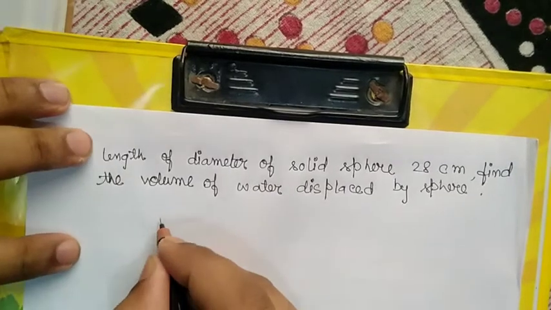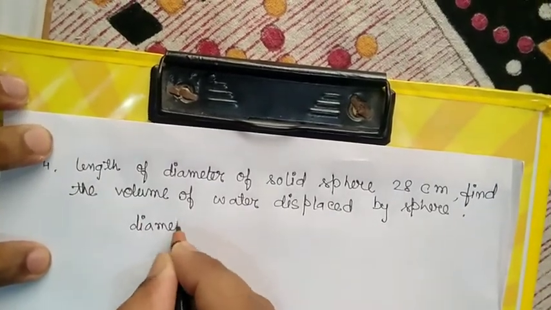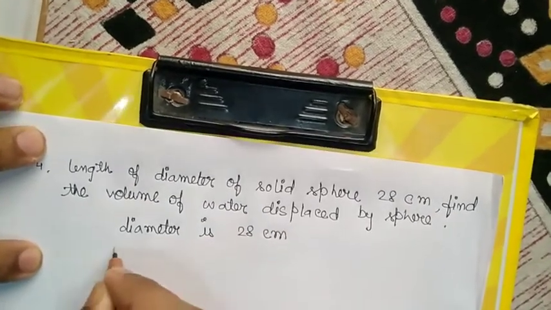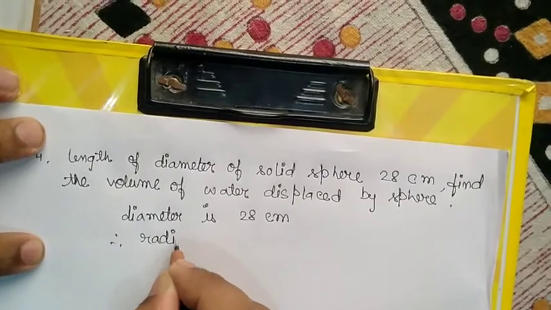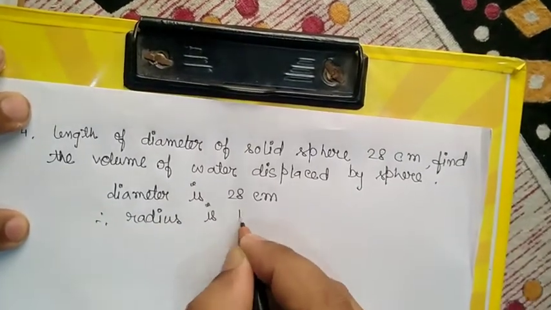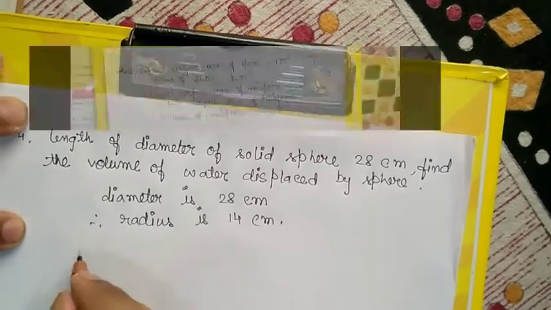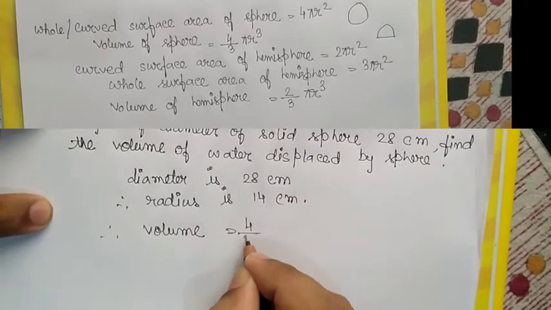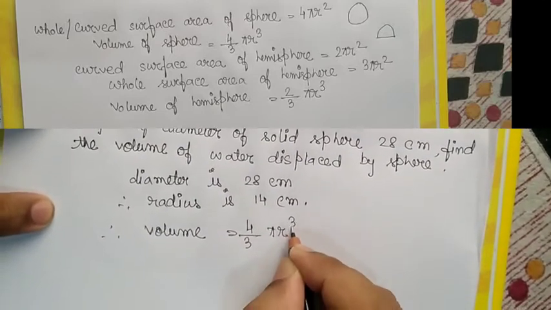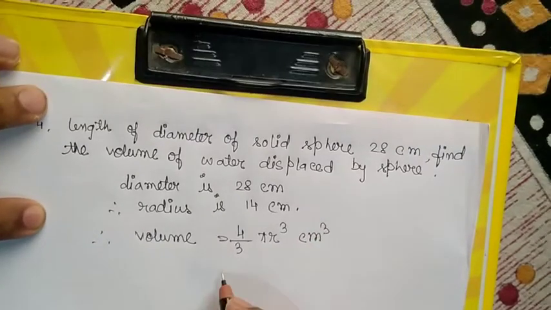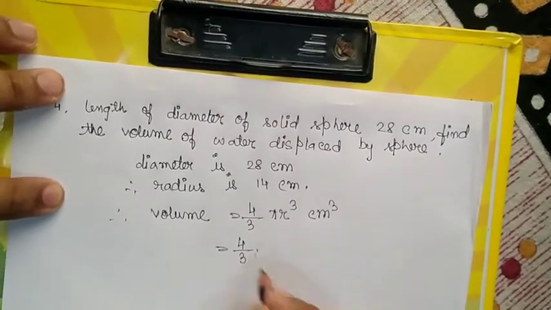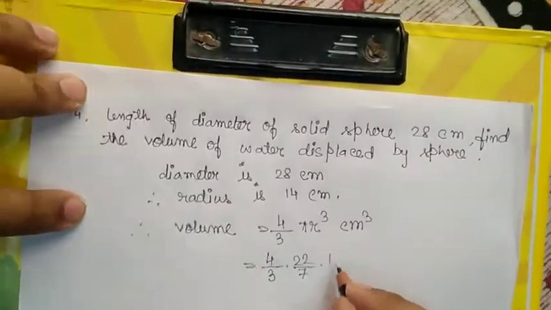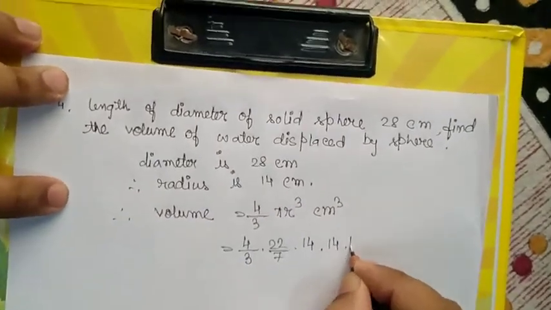Now diameter is 28 centimeter. Therefore radius is 14 centimeter. Therefore volume equals 4 by 3 pi r cube centimeter cube. Putting those values, 4 by 3 into 22 by 7 into r, meaning 14, so 14 into 14 into 14.